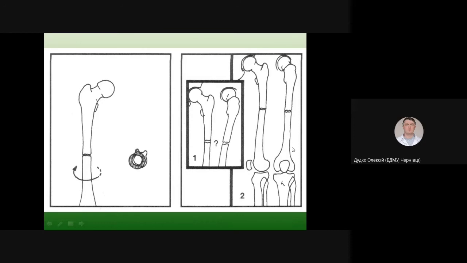The same on the lateral view. You should have a lateral view here, but you have an AP view distally and a lateral view proximally. That indicates the presence of rotational displacement. So again, in all cases, rotational displacement of more than 15-20 degrees should be corrected.